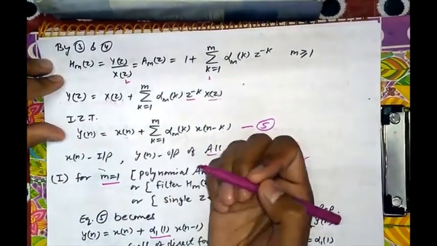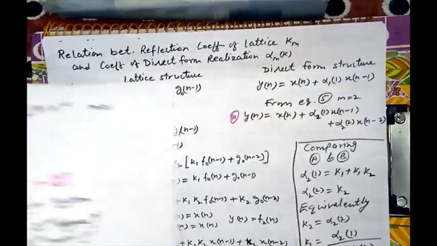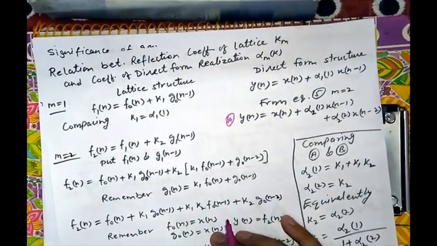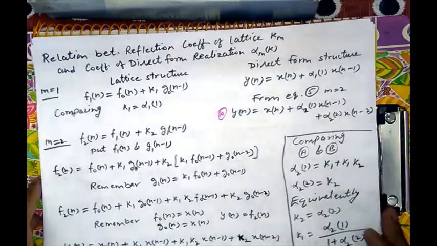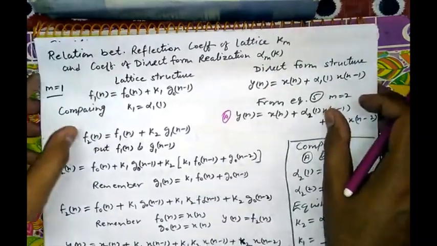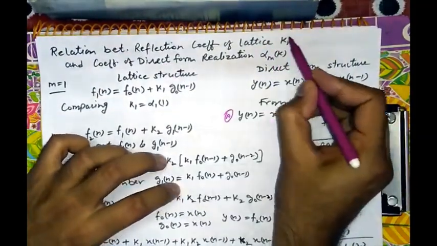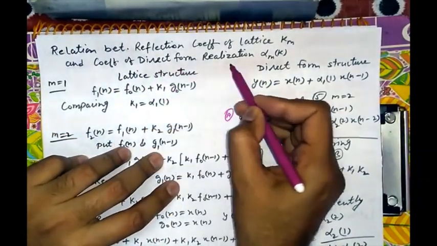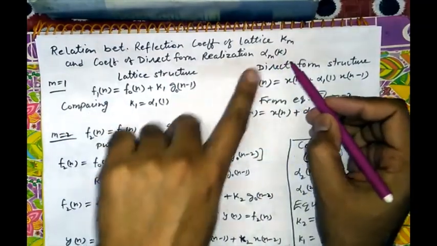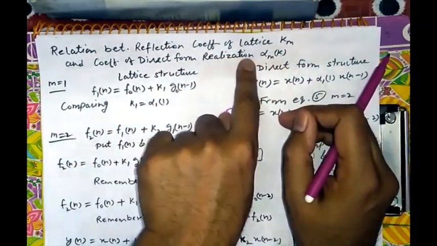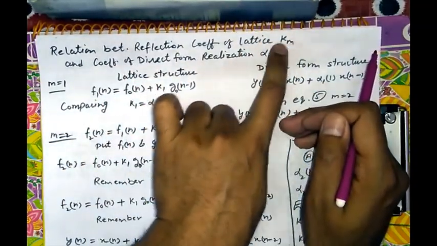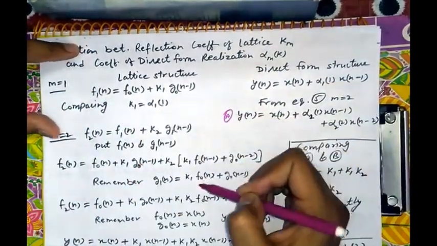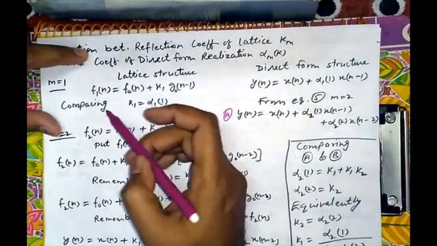So by equations 3 and 4 we have this already done. Now what is the relation between the reflection coefficient of lattice, that is the lattice coefficients k's, and the filter coefficient or coefficient of direct form realization, that is alphas? We call it filter coefficient or direct form realization coefficient, all are same. We can call it k's lattice coefficient or reflection coefficient, all are same. So what is the relation? You can establish a general relation.